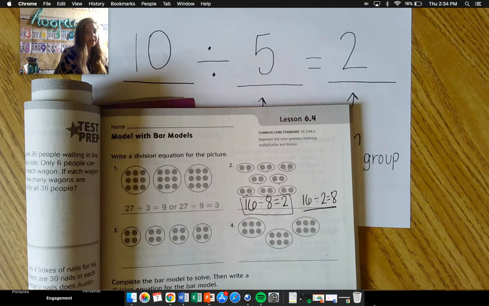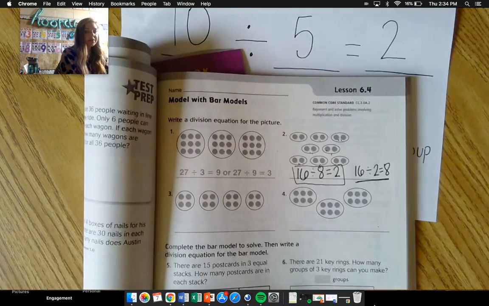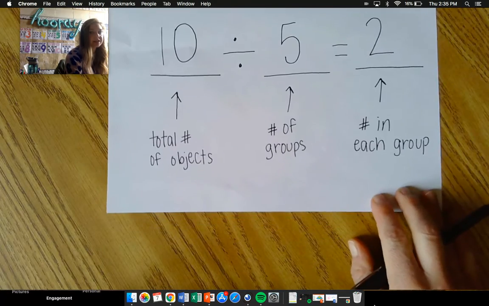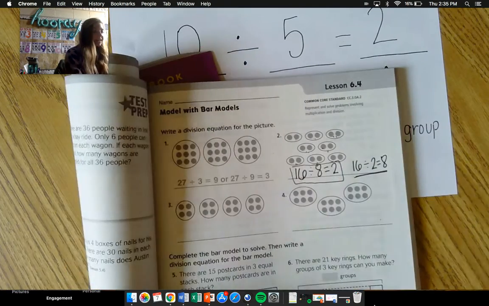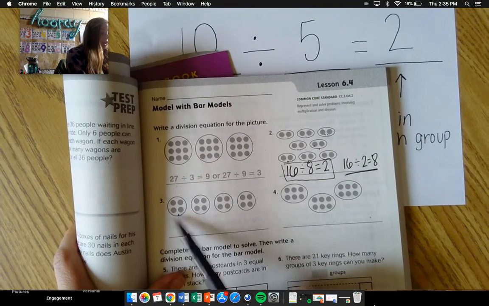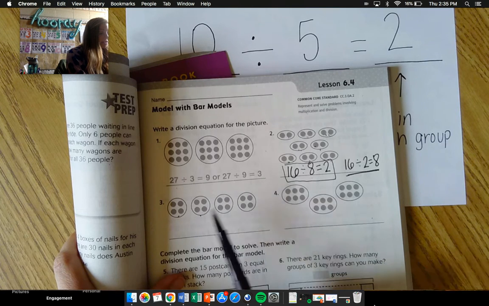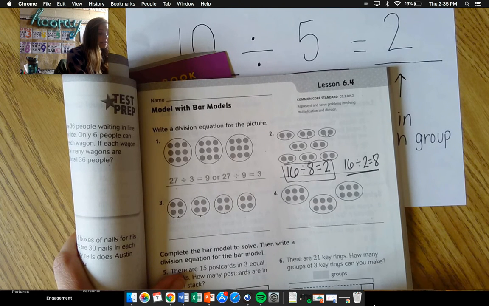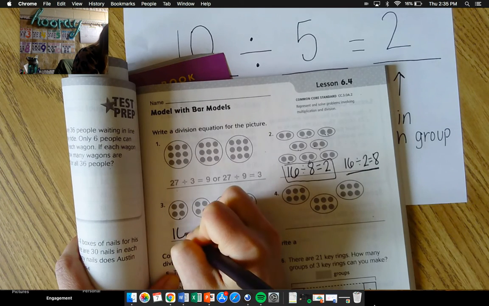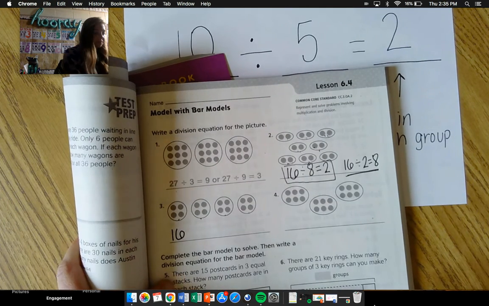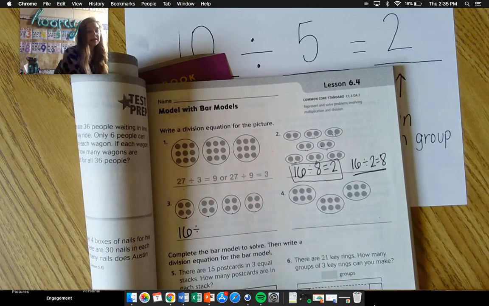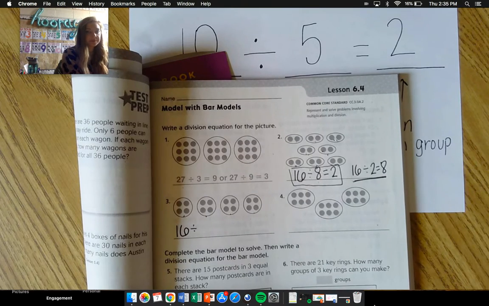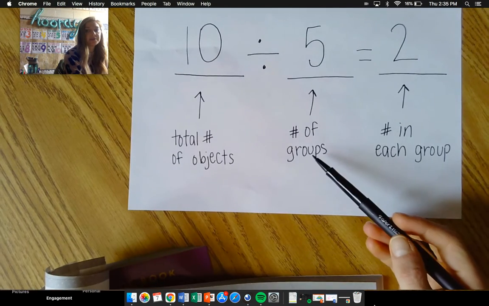All right, for number 3, let's see. The first number that we write down will be the total number of objects, right? So let's see, we are counting by 4's. 4, 8, 12, 16. Oh, we have 16 again. 16 total objects. Divided by how many groups do we have? Because that is what the second number will be, the number of groups.